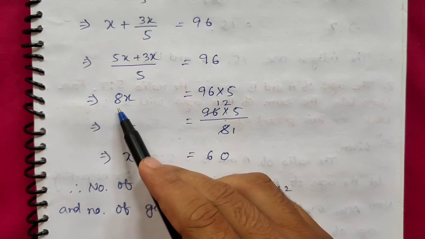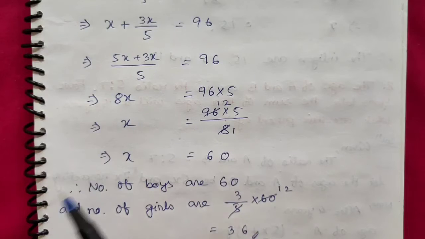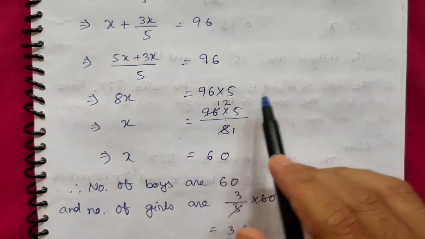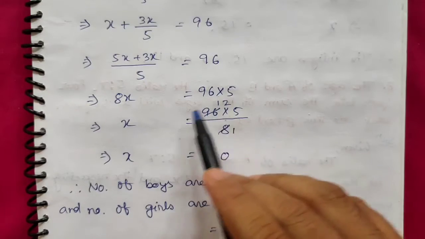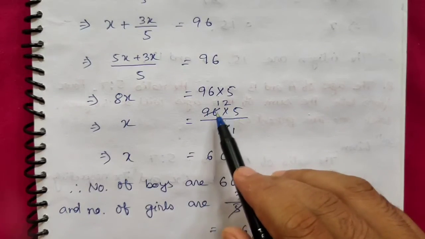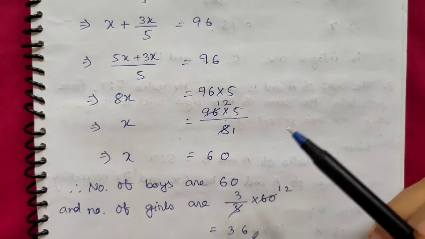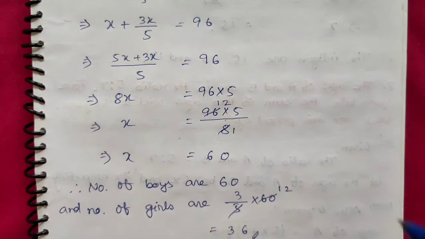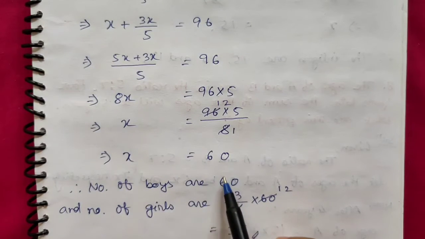Now again here 8 is multiplied with x, so when we change the side it will be divided. So x equals 96 into 5 divided by 8. I have not multiplied 96 with 5 because it will be a big number, and when we cancel it will be more difficult for us. You can multiply, no problem. So here x equals 60.